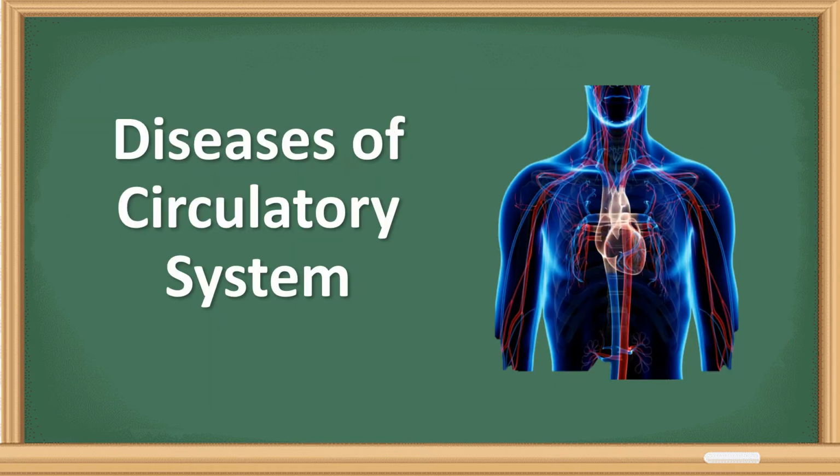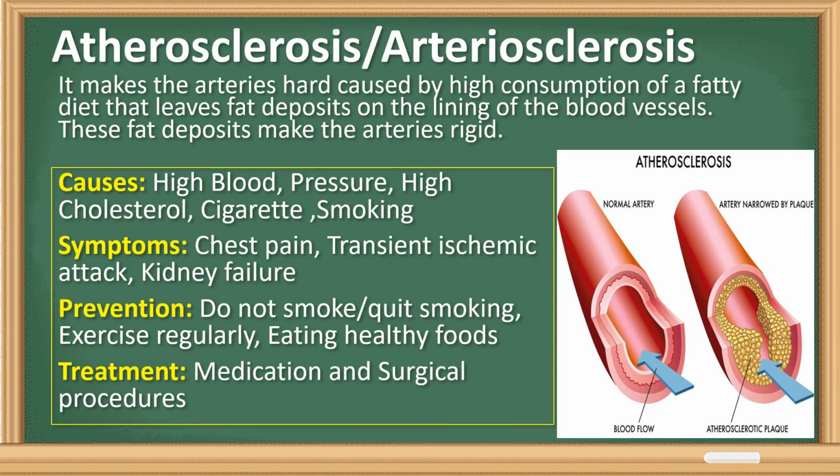Now we know the different diseases that could affect our respiratory system. This time, we're going to discuss the diseases of the circulatory system. The first disease that we're going to discuss under the diseases of the circulatory system is atherosclerosis or arteriosclerosis.